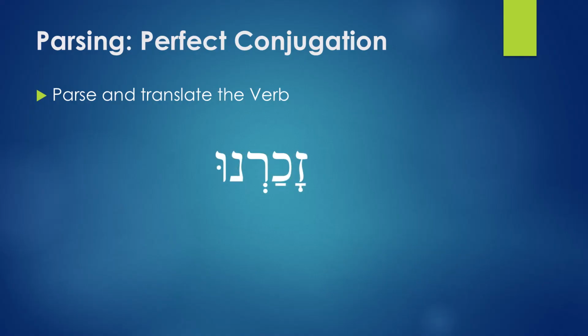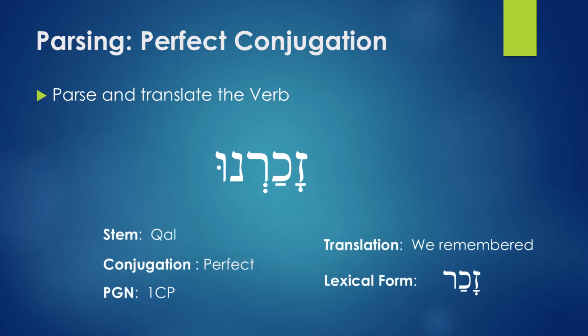Next you have this verb, zakharnu. How do we parse this one? The stem is qal, the conjugation is perfect, and because of that nu, it's telling you it's from 1CP, first common plural. And how you translate 1CP is we. Now what does the root mean? The root is coming from zakar, and zakar means he remembered. In 1CP, first common plural, it's going to be we remembered.